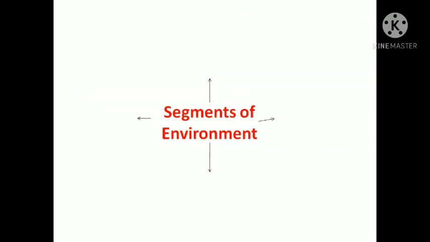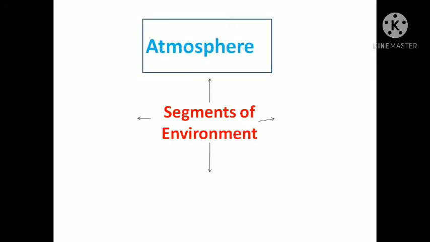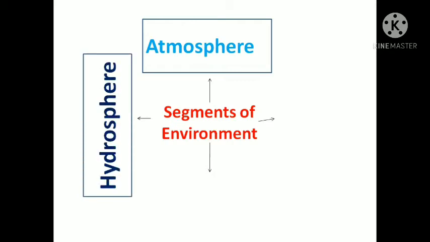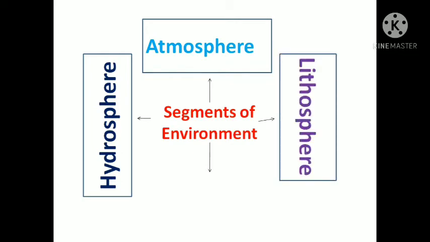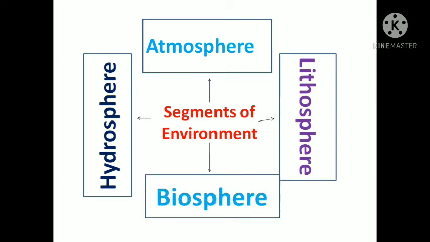What are the segments of the environment? We have studied the four segments: the atmosphere, the air part which covers the earth, and next is the hydrosphere, the water portion like oceans, rivers, ponds, etc. Now the third one is the lithosphere. Lithosphere deals with the soils and lands, and the fourth one is the biosphere, meaning living organisms included in these portions.